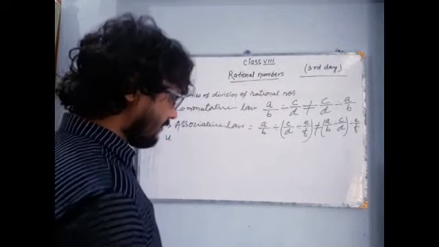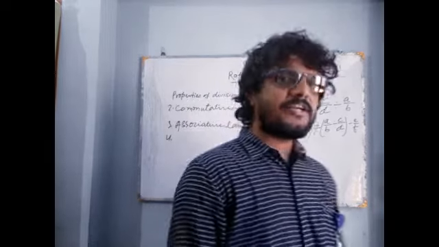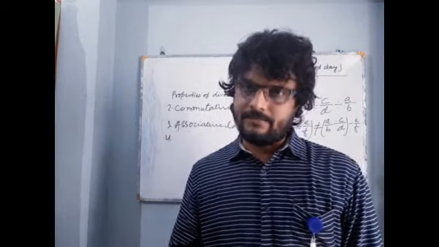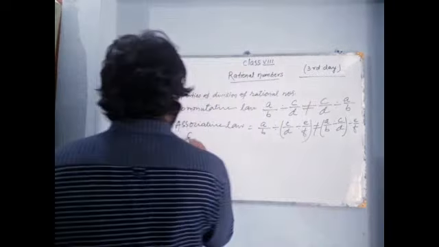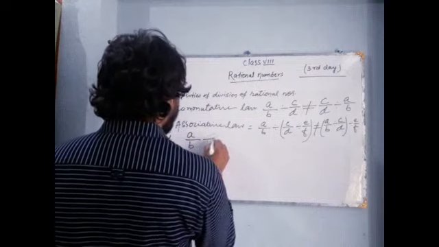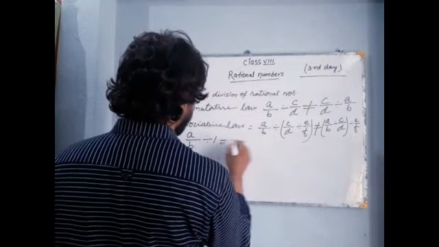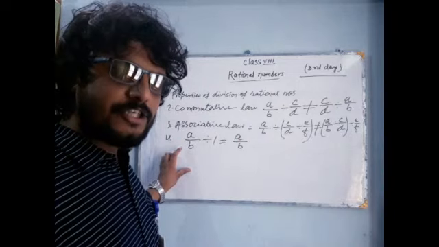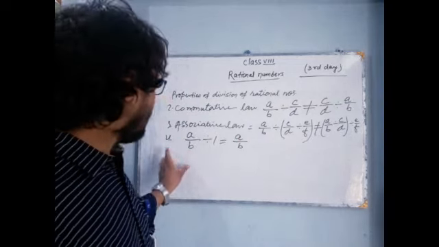Okay? Our next property is when a rational number is divided by 1, then we get the number itself. Means we can say that when a by b is divided by 1, what we get? That is a by b. Got it? When a rational number is divided by 1, then we get the number itself.